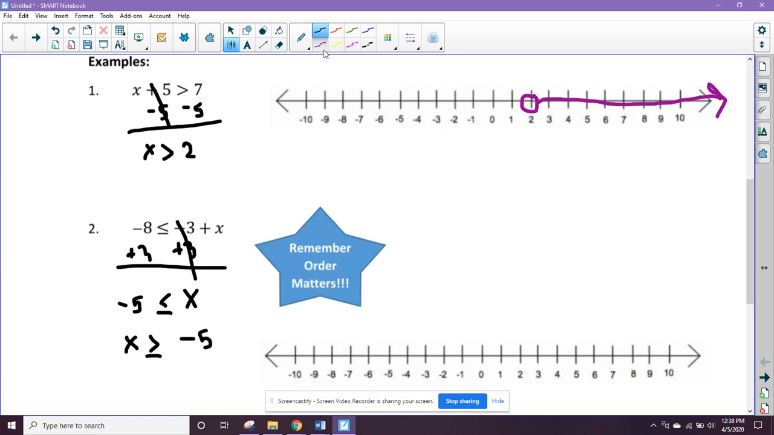Now we have to graph that. So we go down to -5. Is it going to be open or closed? It is an equal to, so it's a closed circle. And then it's pointing to the right. So we draw our line to the right.